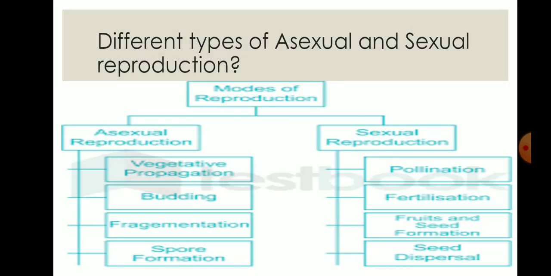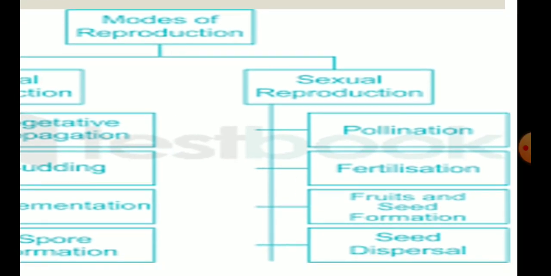Different types of asexual and sexual reproduction. Modes of reproduction: asexual reproduction and sexual reproduction. Asexual reproduction: vegetative propagation, budding, fragmentation, and spore formation. Sexual reproduction: pollination, fertilization, fruit and seed formation, seed dispersal.